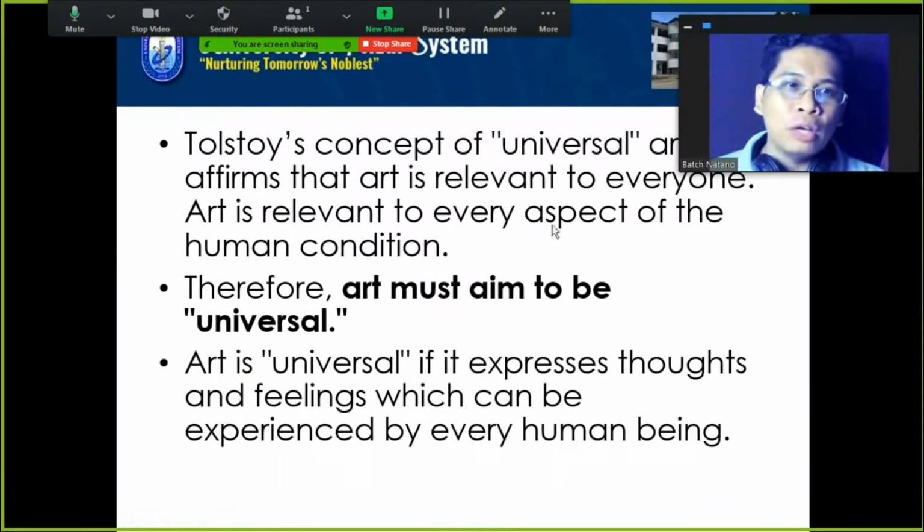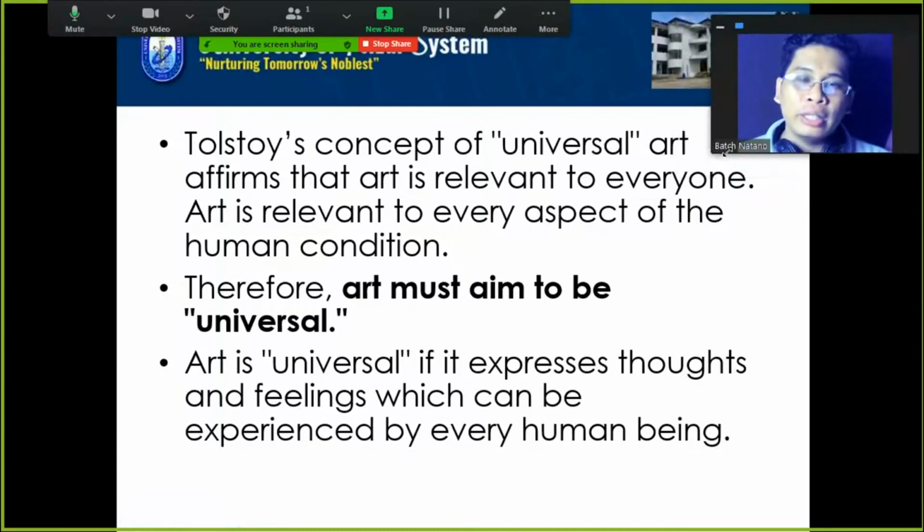Tolstoy's concept of universal art affirms that art is relevant to everyone. Art is relevant to every aspect of the human condition. Hence, he would like to mention that art should be something that can be relatable. Although you're expressing ideas, making people relate to your work should also matter. So if you aim for universal art, make your art something that can be relatable to others. Okay? Art is universal to express thoughts and feelings which can be experienced by every human being.